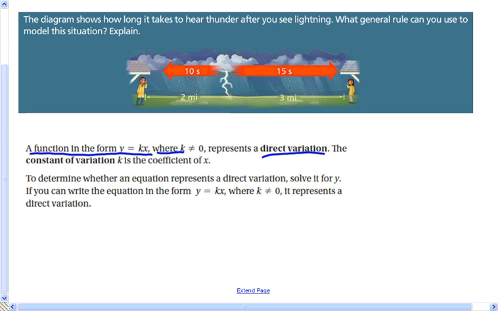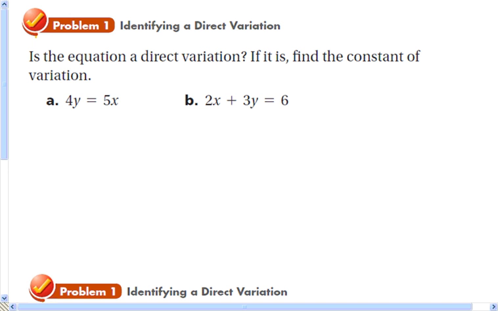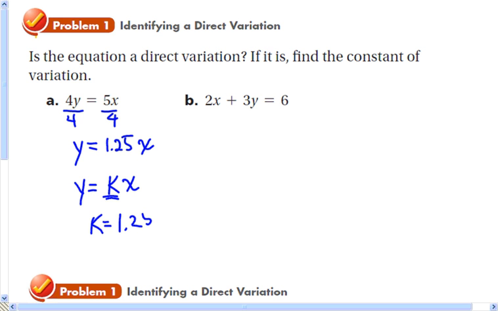To determine whether an equation represents a direct variation, solve it for y. If you can write the equation in the form y equals some constant times x, then it represents a direct variation. So we want to solve this for y. To do that, I'm just going to divide both sides by 4. When I do that, I get y equals 5 divided by 4, which is 1.25, times x. Now we can see that this is in the form y equals k times x. K is equal to 1.25. So this is direct variation.